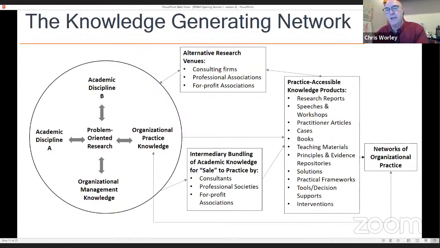Over on the right side are networks of practitioners, people who are talking to each other, trying to figure out how to get stuff done. And in between that is a set of translators. In between those two scholarly and practitioner worlds are a set of products that begin to translate scholarly knowledge into practical knowledge. There's consult at the top.